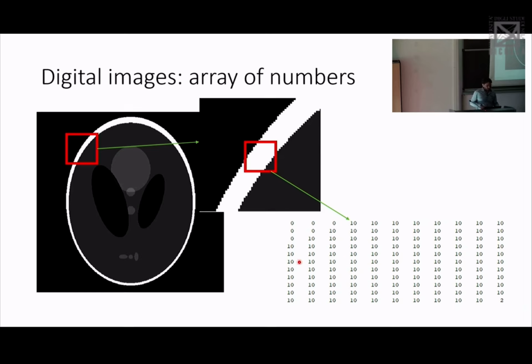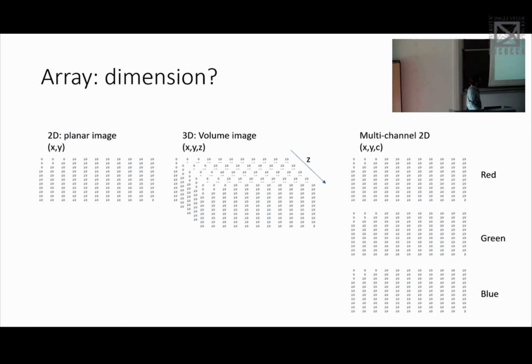If you zoom in again, you find an actual matrix of numbers, which is something like 0, 0, 0, 10, and so on. They are discrete numbers. So we have said we have an array. The next question is, what is the dimensionality of the array? And actually, it can be a lot of things in medical images.